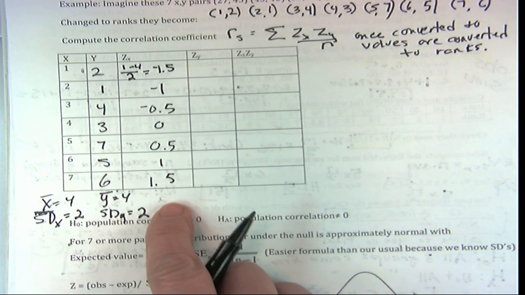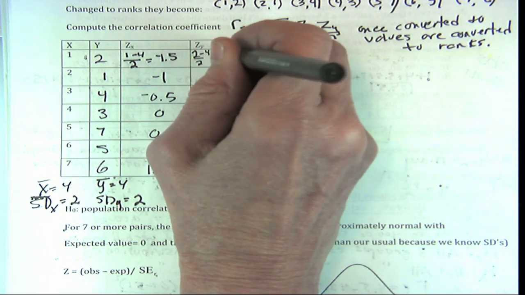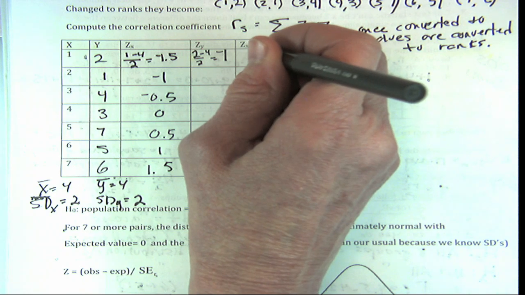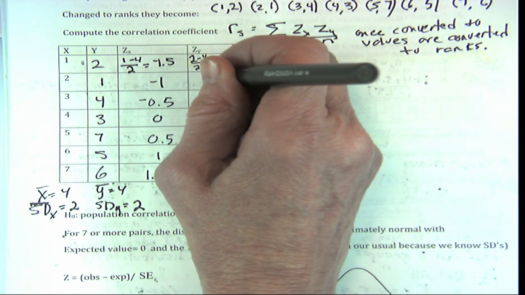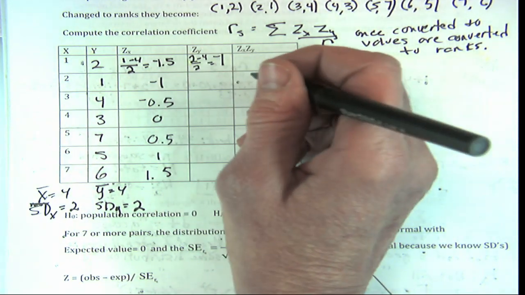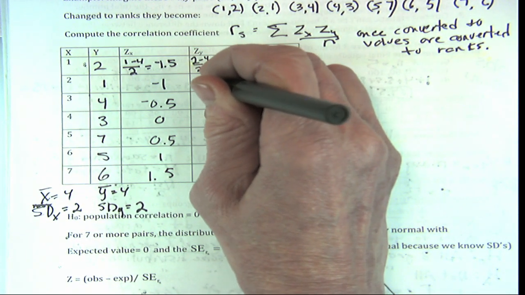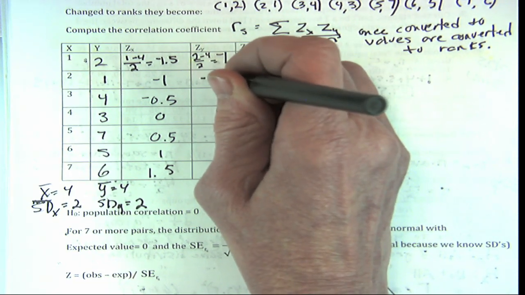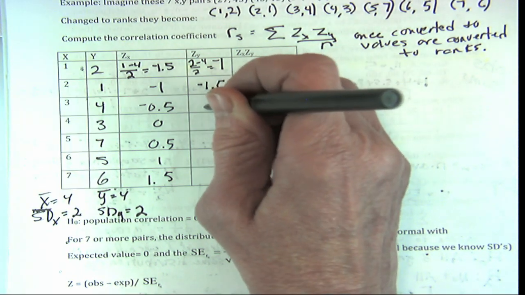All right, and now we'll do the same thing with the y variable. So here we say 2 minus 4 over 2. So we get negative 1. The y variable is 2. Now this is 1 minus 4 over 2, so this is negative 1.5. And this is 0. They're the same numbers, just rearranged, right?